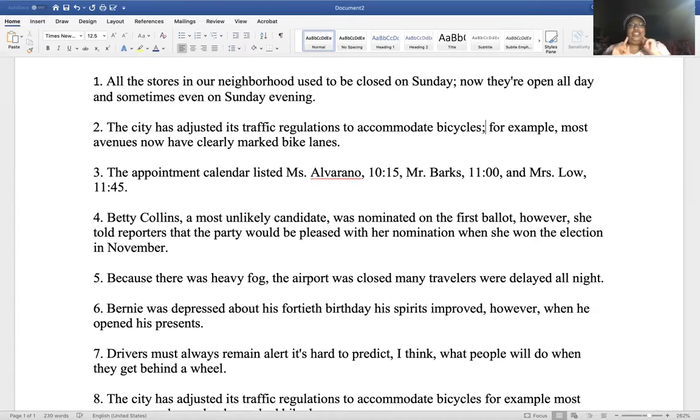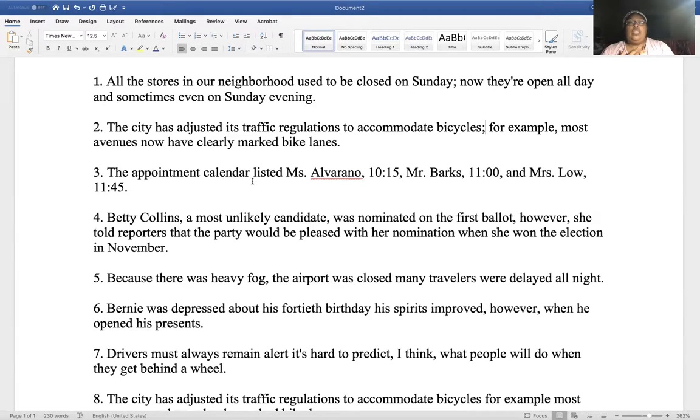Let's try the next one because the next one's really interesting. The appointment calendar listed Miss Alvarado, 10:15, Mr. Banks, 11 a.m., and Miss Lowe, 11:45. Whew. That's a lot of work there, right? And so we come to the third rule, which is the sequential order of a series of things that are listed. I want to look at this right now with just the commas in there.